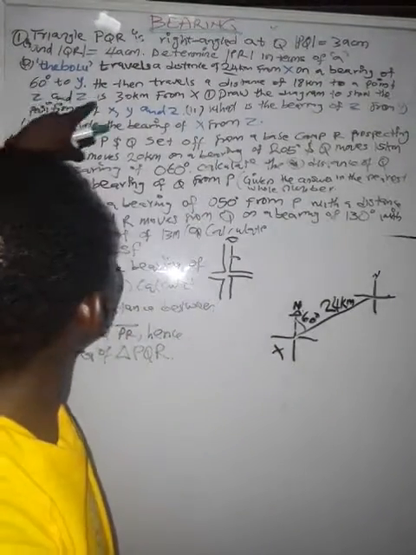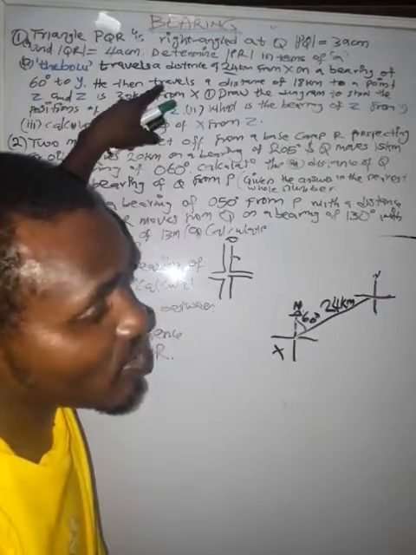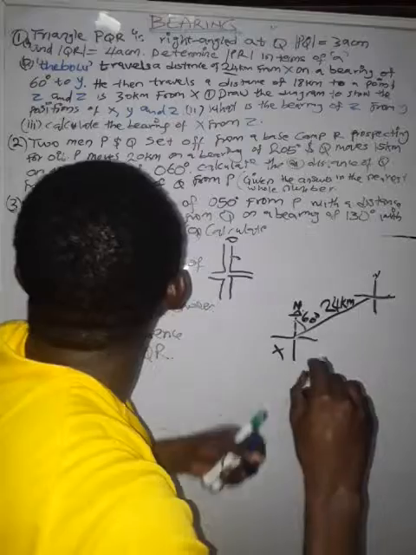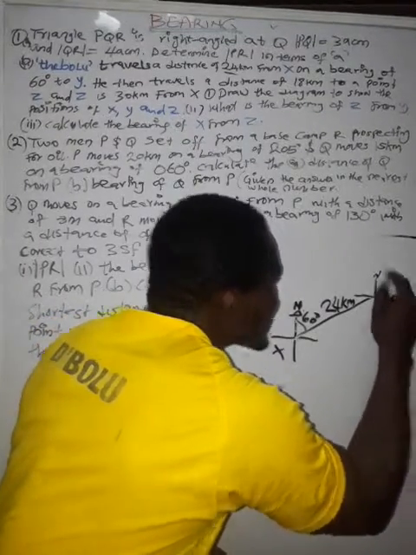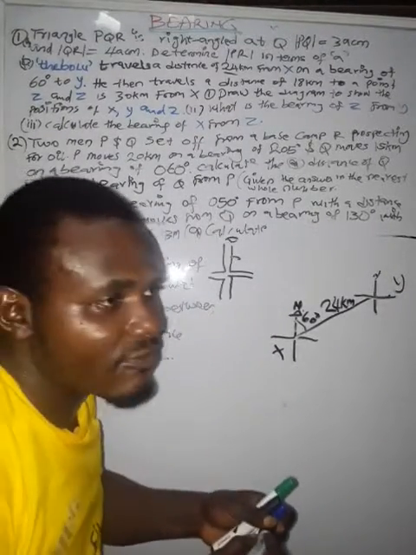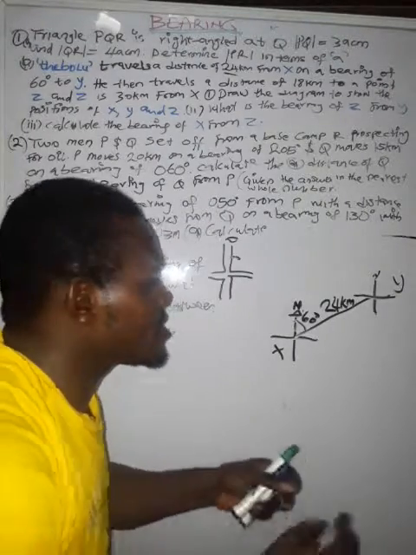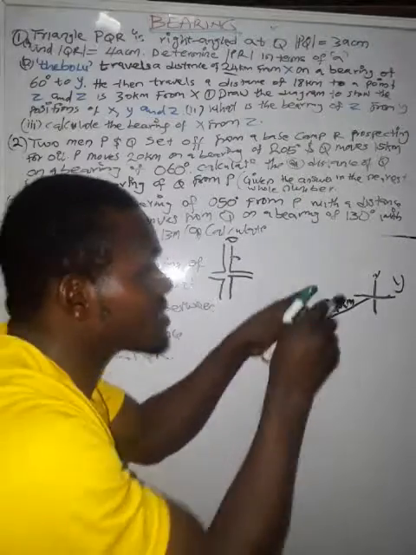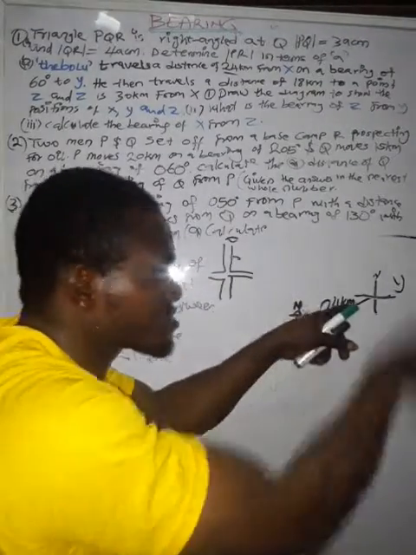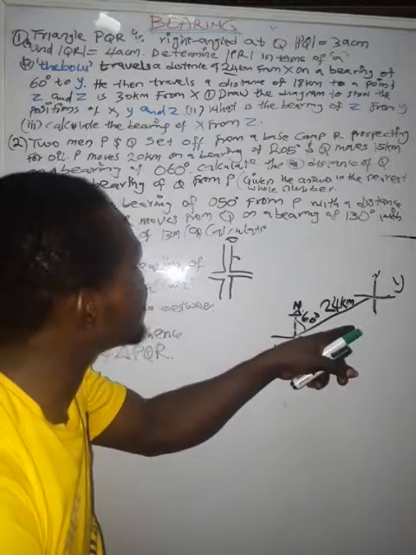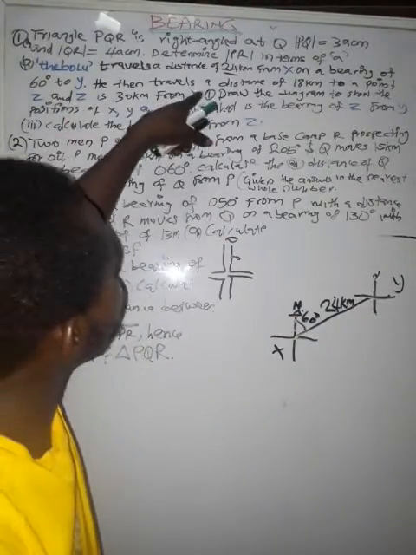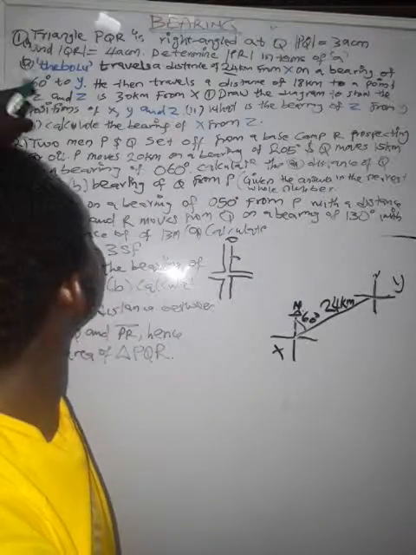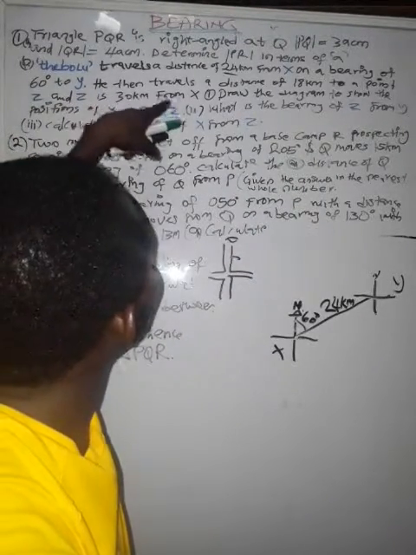So the second line says he then travels. Most of the people will think that somebody who left this place and got to a point here, which is point Y. They now said he then traveled. They didn't say that he came back to initial position and made another journey. So from that is the stopping point. He continues his journey from there. So he then travels a distance of 18 kilometers to a point Z, and Z is 30 kilometers from X.